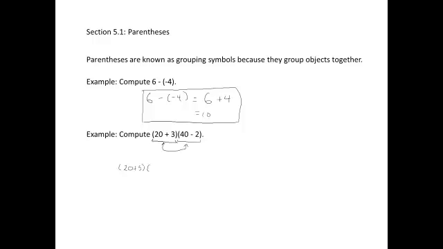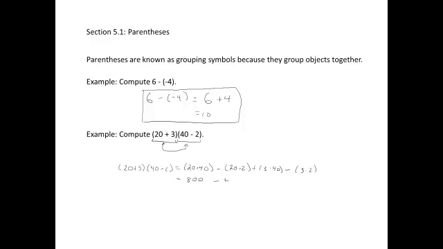20 plus 3 times 40 minus 2 is equal to 20 times 40, that's the first. Outer will be a minus 20 times 2. Inner will be a plus 3 times 40. And last will be a minus 3 times 2.